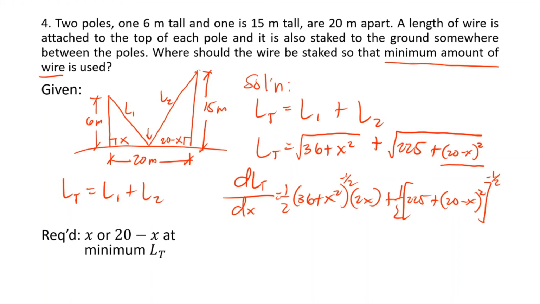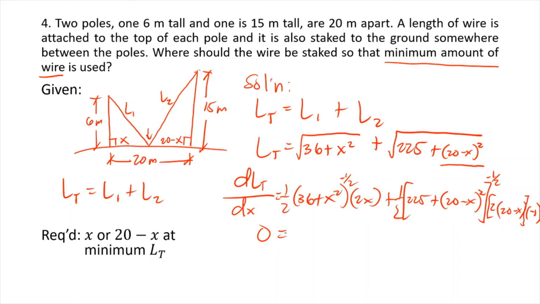1/2, and then derivative of the inner expression, so 225 is 0, and then derivative of this one, so 2 times 20 minus x. 2 minus 1 is 1, so raised to 1. And then again, derivative of the innermost expression. So 20 minus x, derivative is -1, right? Set this to 0 and then simplify.